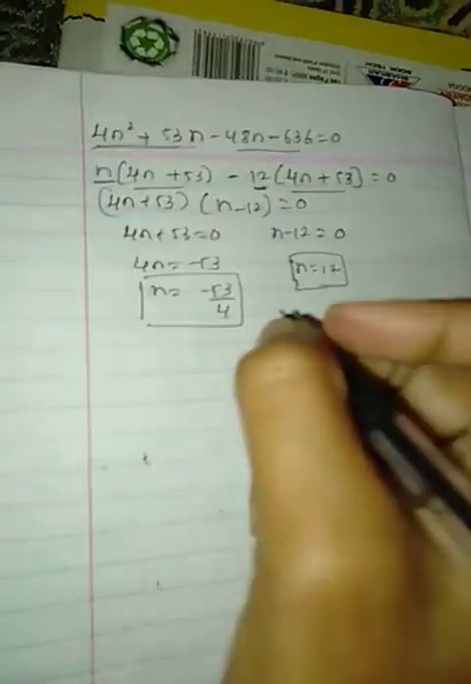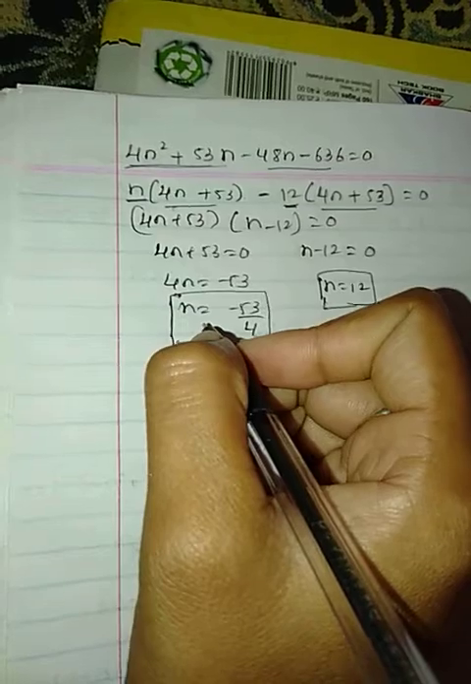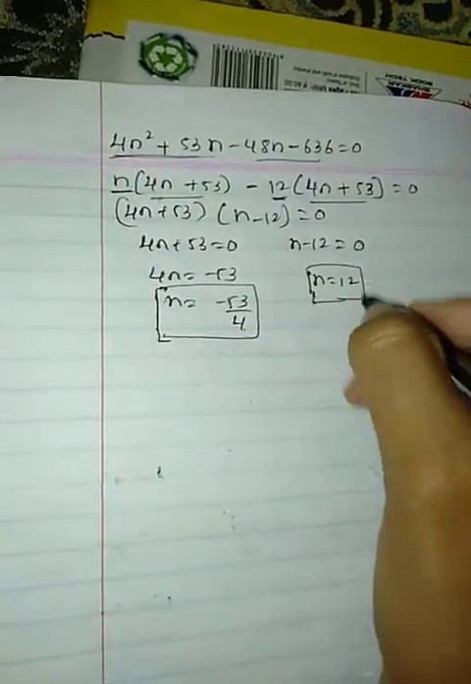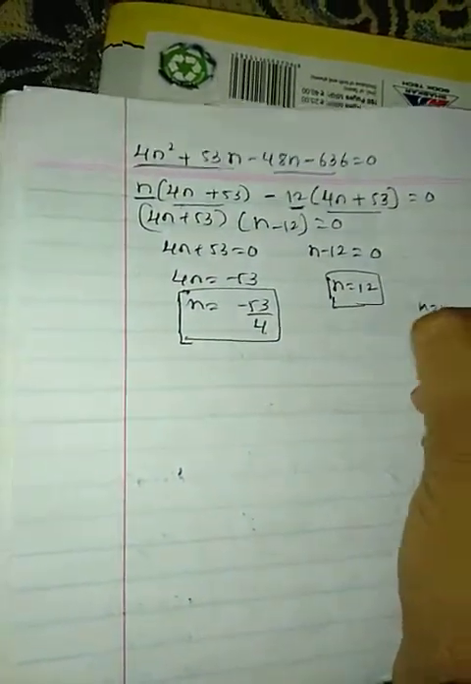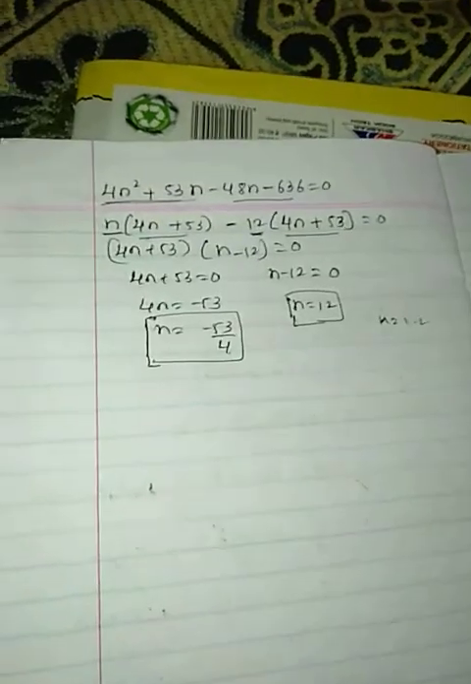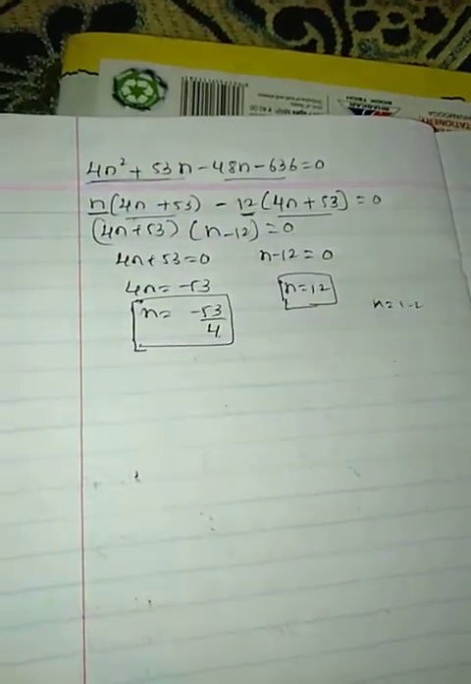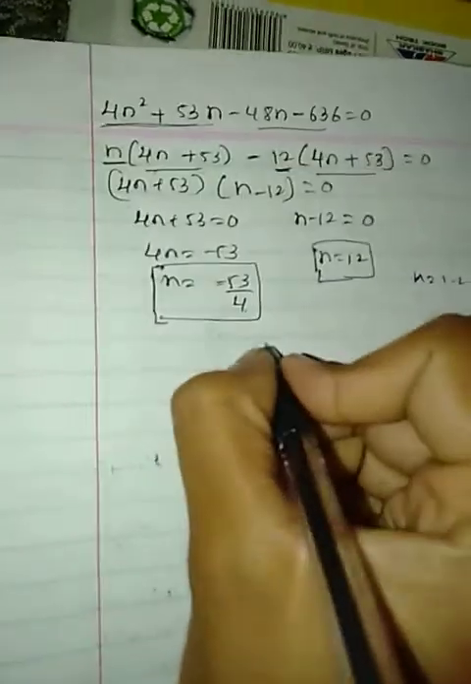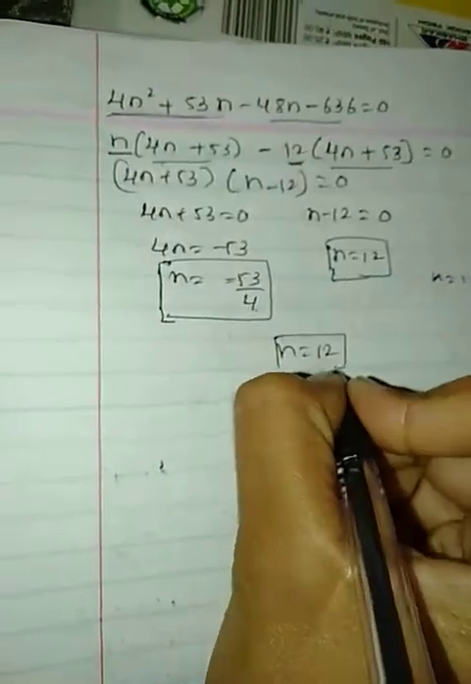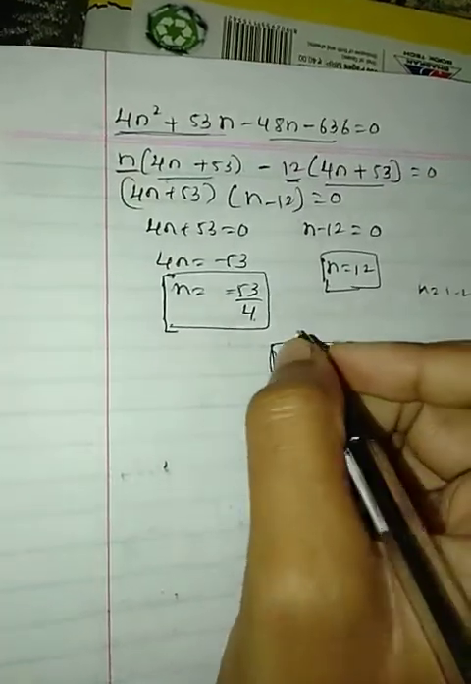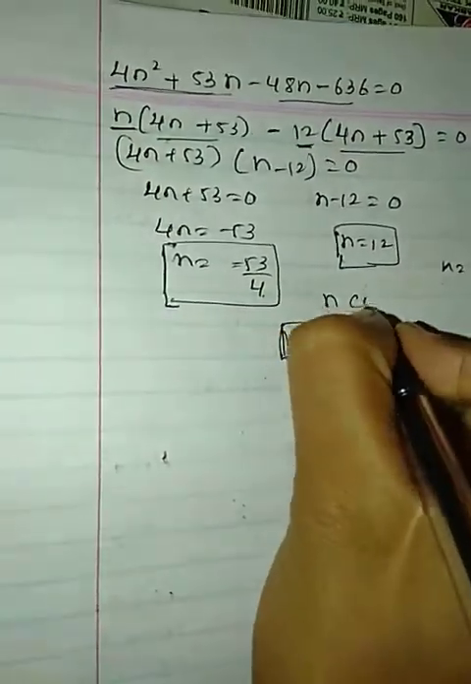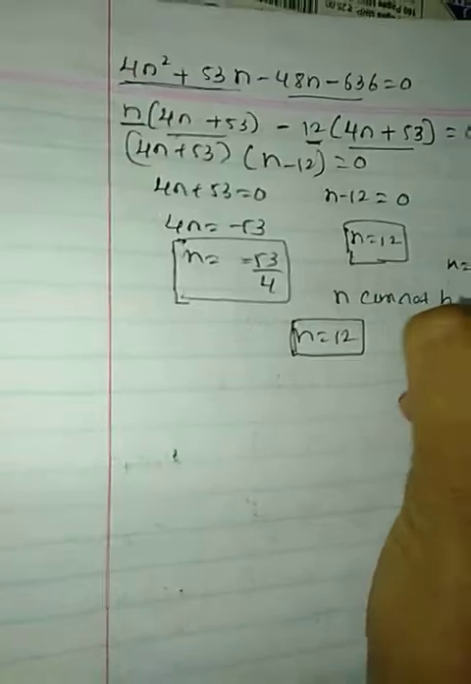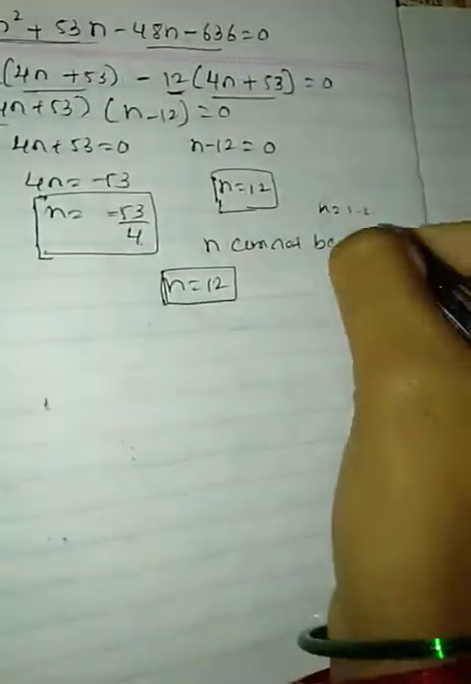But you should remember that n cannot be a fraction. It should be a whole number. That means n is 1, 2, 3, 4, 50, 60, any whole number. n cannot be a fraction. Remember that. So here n is equal to 12. The answer is n is equal to 12 because n cannot be a fraction. Okay.